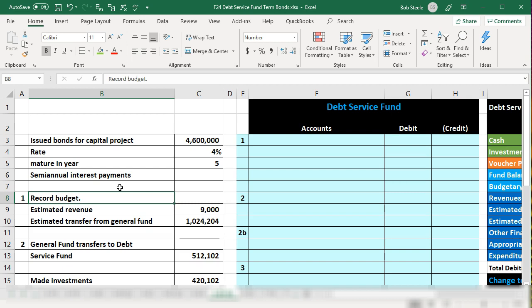We're going to estimate, based on this information, that we're going to have revenue because we're going to be investing some of these items, the $9,000, and we have an estimated transfer from the general fund of $1,024,204. In other words, we've estimated what we're going to need from the general fund. The general fund is going to be financing, transferring in that $1,024,204 in order to cover the debt service fund activities.